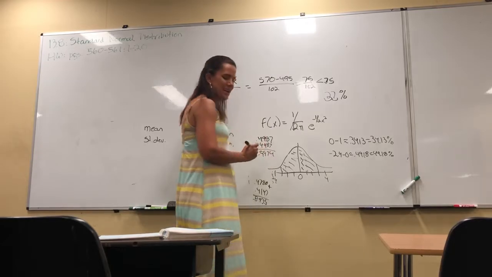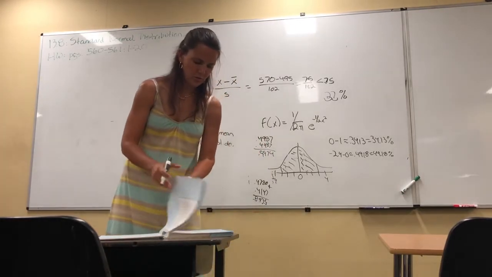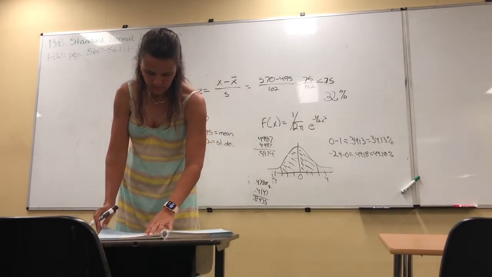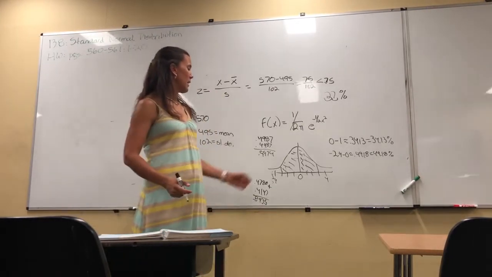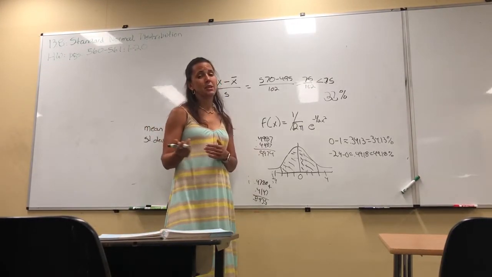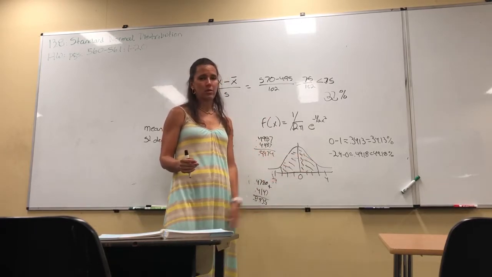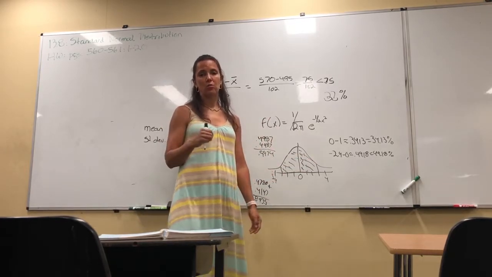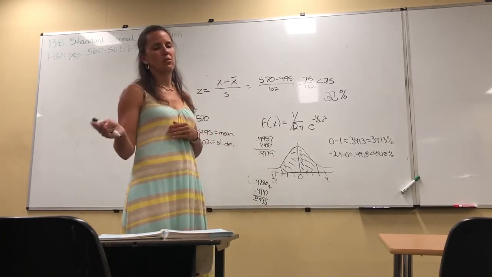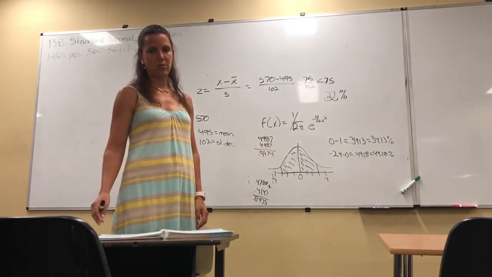So it should be 0.9974. Let's see if that's what the book got. Yeah, so what does that mean? That means basically nobody, right? 1/4% of the people have a z-score higher or lower than 3. That means they're more than or less than 3 standard deviations away from the mean.